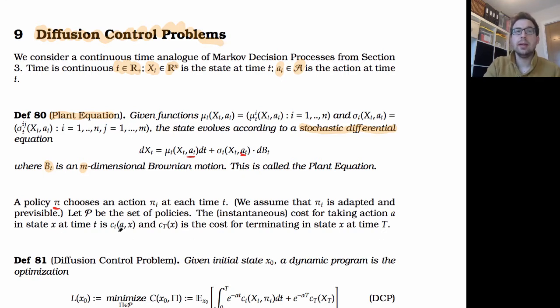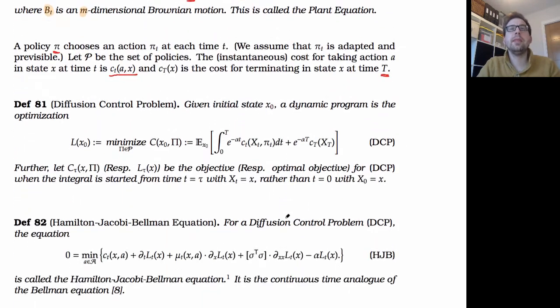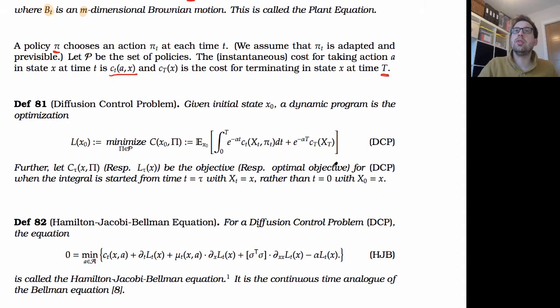at time t. We're going to let C_t(a, x) be the cost at time t for taking action a when in state x. Okay, and then there's going to be a termination cost, capital C_T(x), which is a cost incurred at the final time, capital T. Now from this we can define a diffusion control problem.